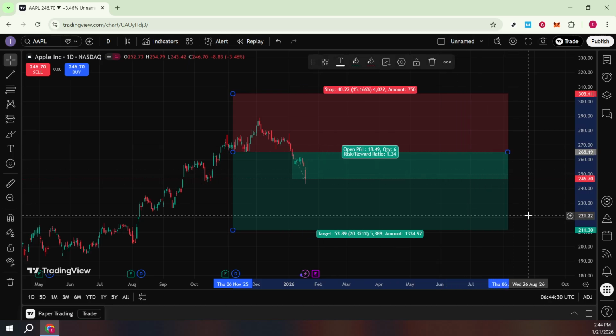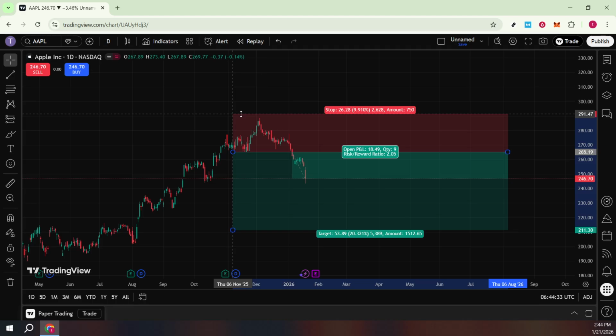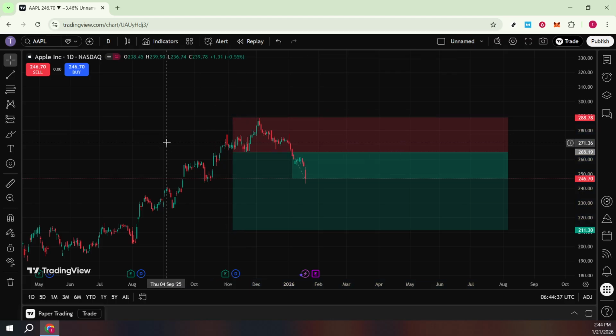Now adjust your risk by setting the upper handle, which acts as your stop level. Place it above a meaningful technical level, such as a recent high or a clear resistance zone. Give it enough room so normal volatility doesn't knock you out prematurely, but not so wide that your risk becomes disproportionate. The goal is to balance protection with practicality.